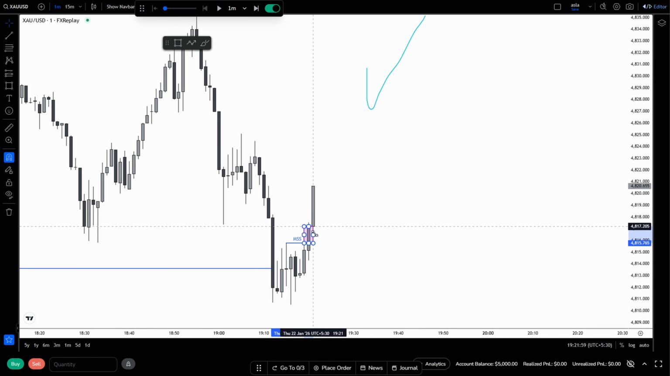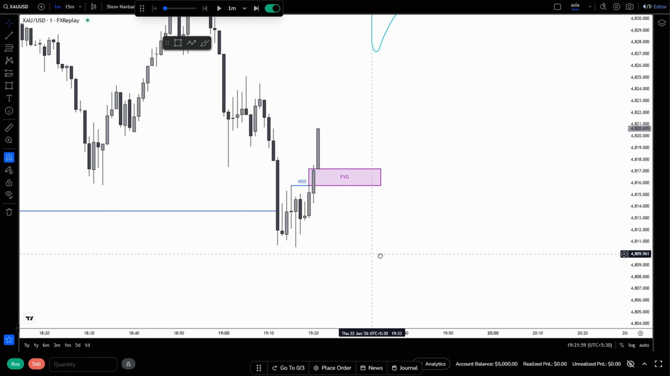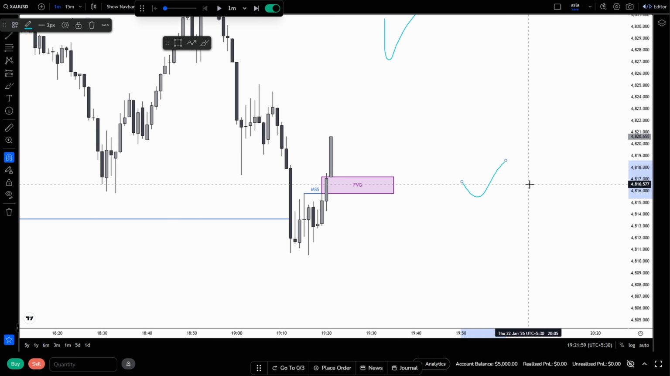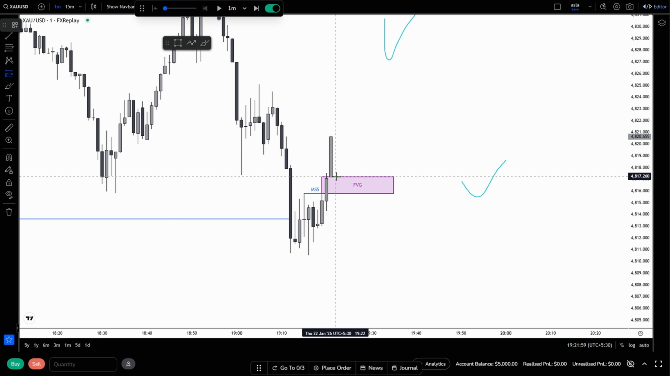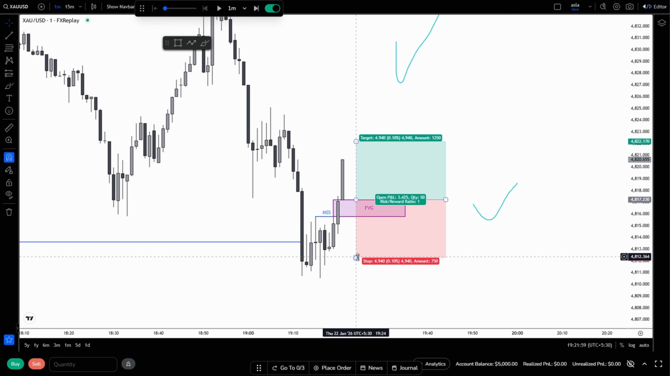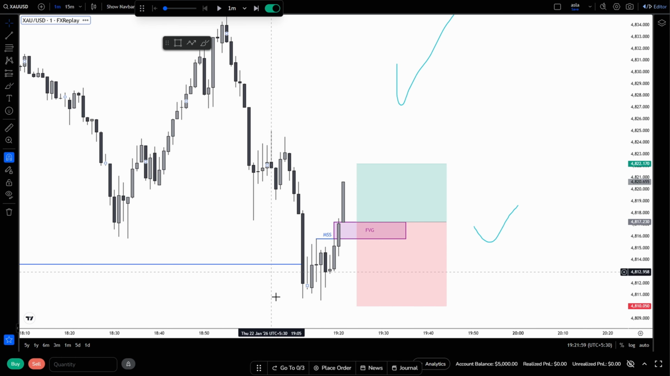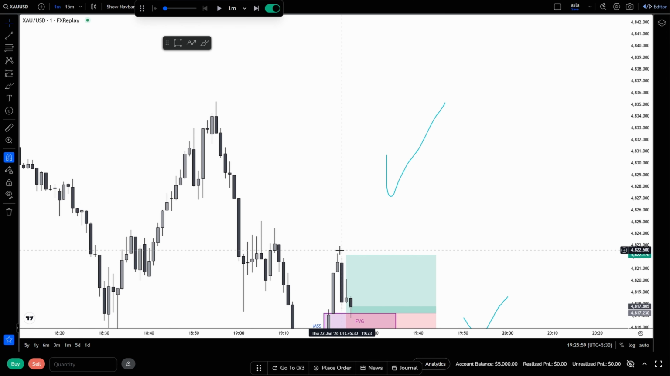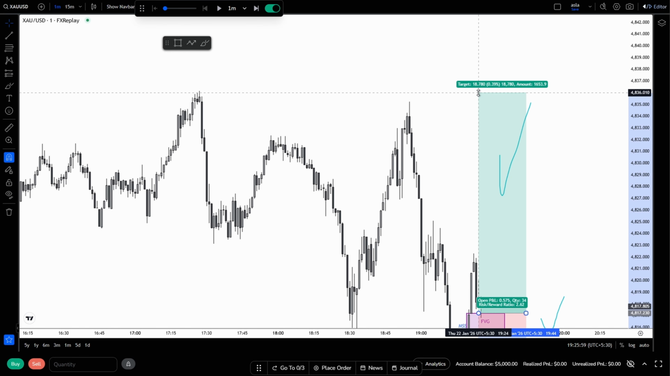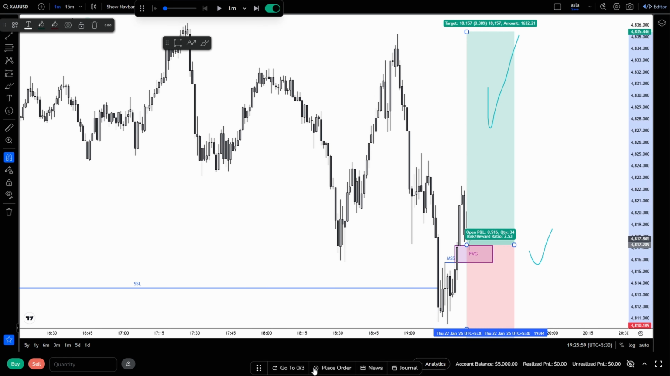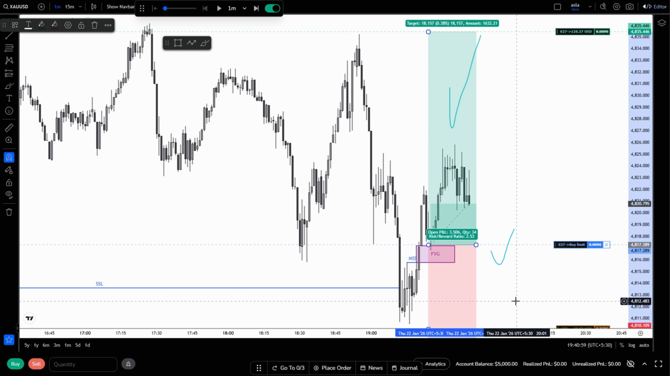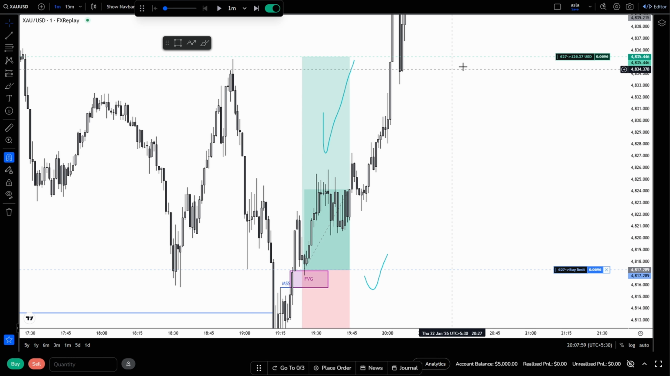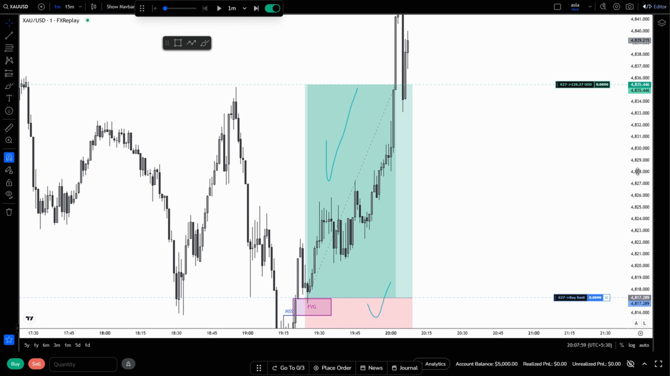On the 1-minute time frame, you can see a fair value gap forming. This fair value gap becomes our long entry area. The plan is simple. We wait for price to pull back into that fair value gap, take the long entry, and target opposing liquidity. In this case, I would personally target these highs. And as you can see, price moves cleanly from the entry and goes straight into those highs. This is a textbook example of a valid market structure shift.